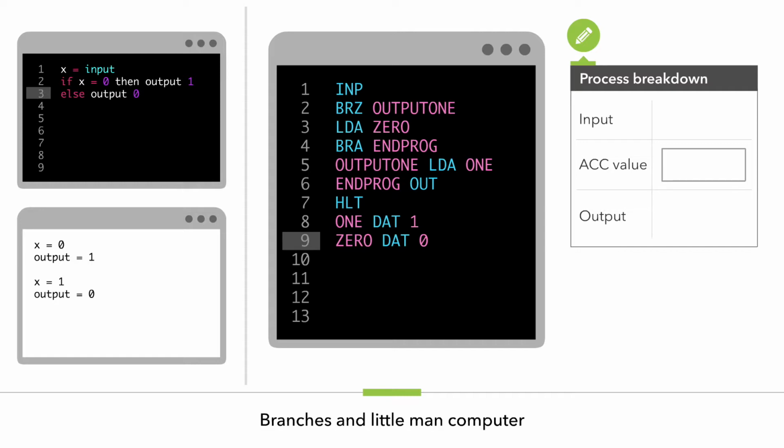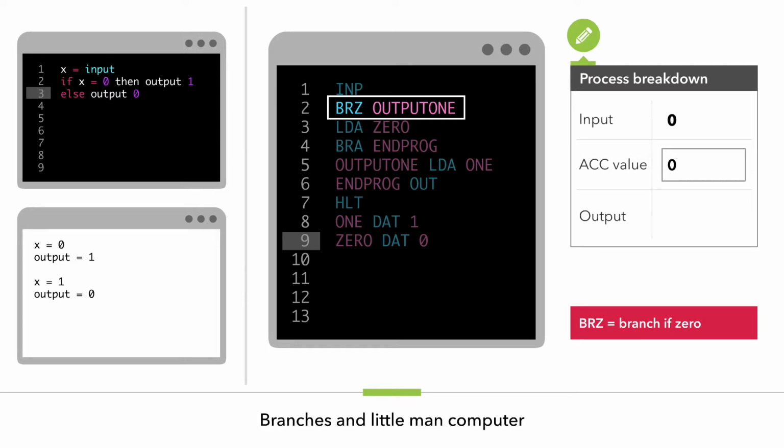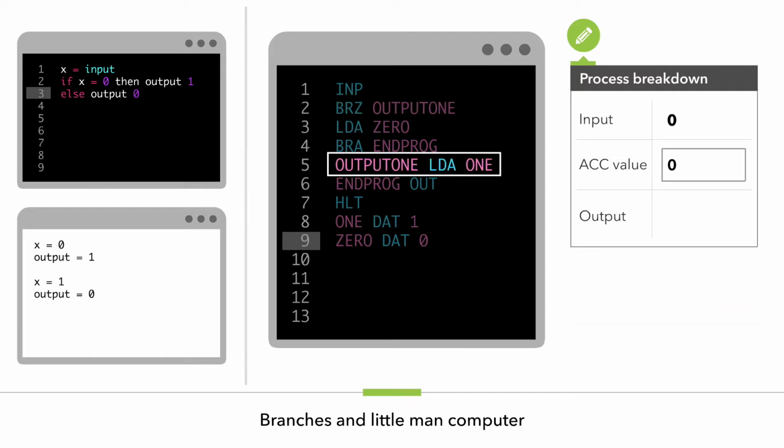So to start, let's go through using a 0, and we're going to show the value in the accumulator. The INP command is going to take the input 0 and store it in the accumulator register, or ACC. Then we get to the first branch, BRZ, or branch if 0. Now this is going to do a basic test. Is the value in the ACC 0? If it is, then it's going to jump to the label output 1.